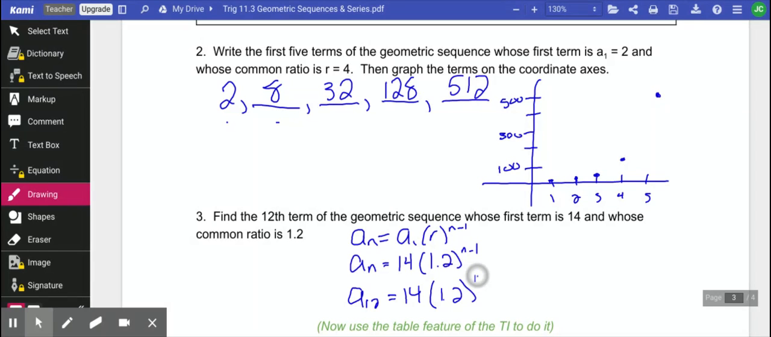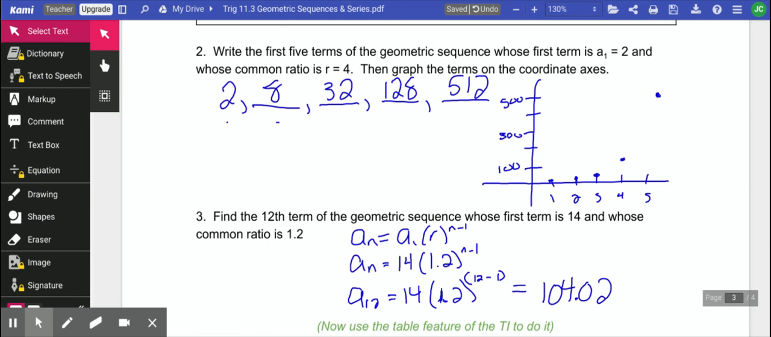Now, when you go to put this into your calculator, you have to put that exponent in parentheses or do it in your head. Do 12 minus 1 in your head and just type 11 into your calculator. But if you don't put that in parentheses, your calculator is going to raise 1.2 to the 12th power and then subtract 1, which is going to give you a wrong answer. Okay. So when you do this, you should get 104.02. I encourage you to do that in your calculator. Make sure you get the same thing as me.